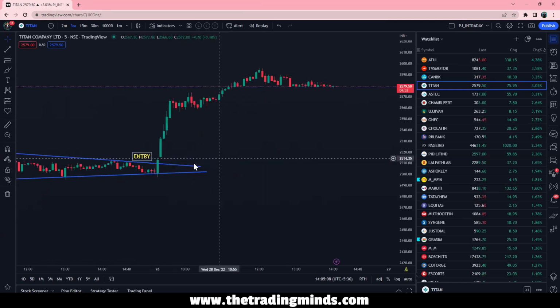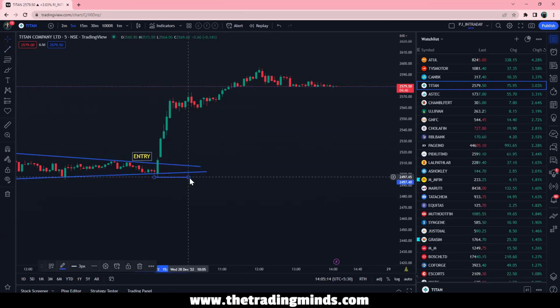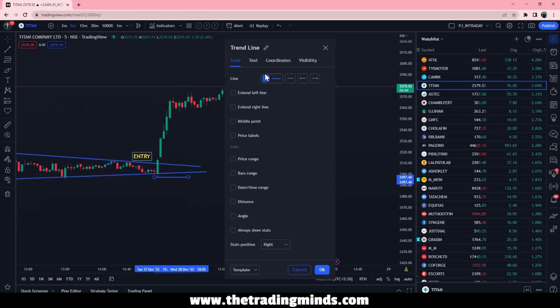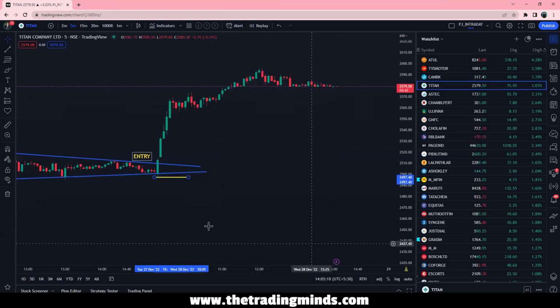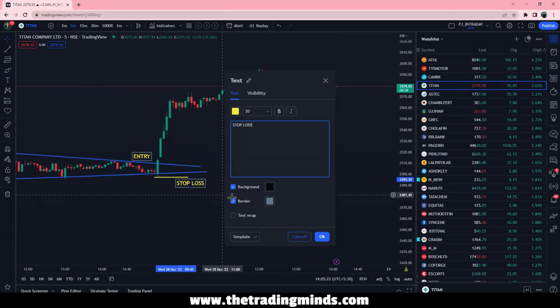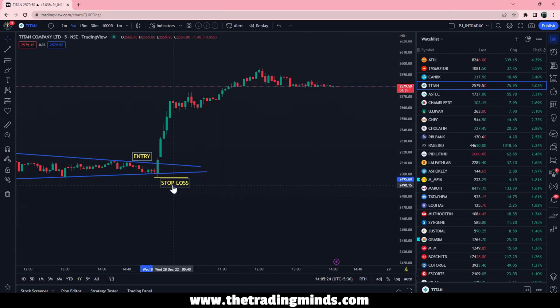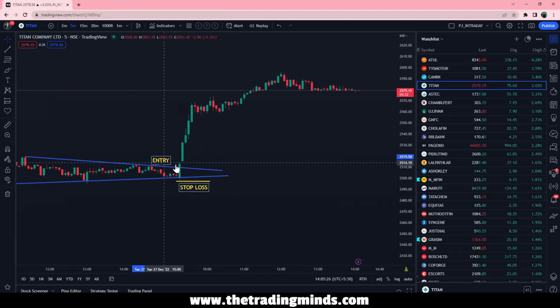Now, once I enter, what is the stop loss? The lowest of this candle will be the stop loss, right? So I go here, I choose here, this will be my stop loss. Stop loss is to stop your losses, right? So this is my entry point and this is my stop loss point.